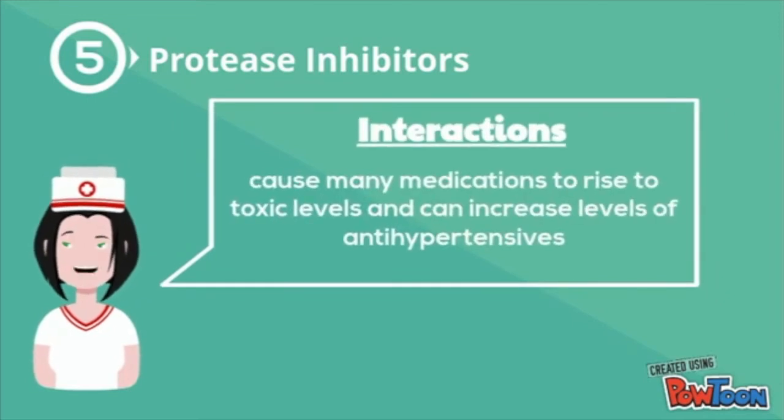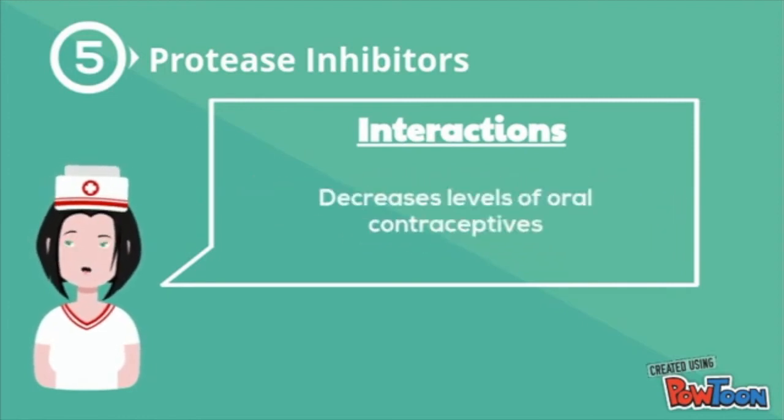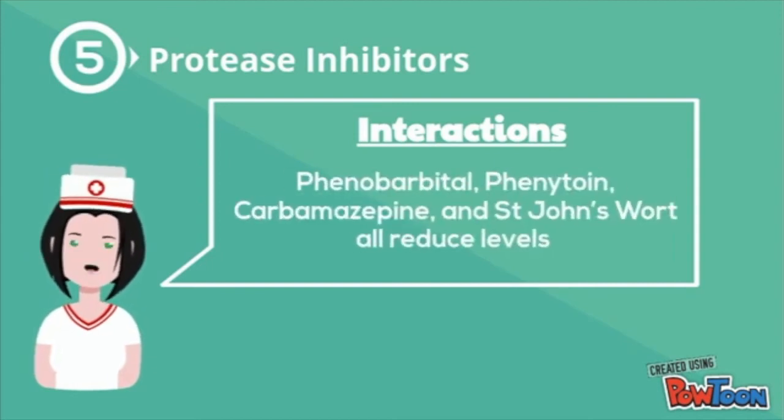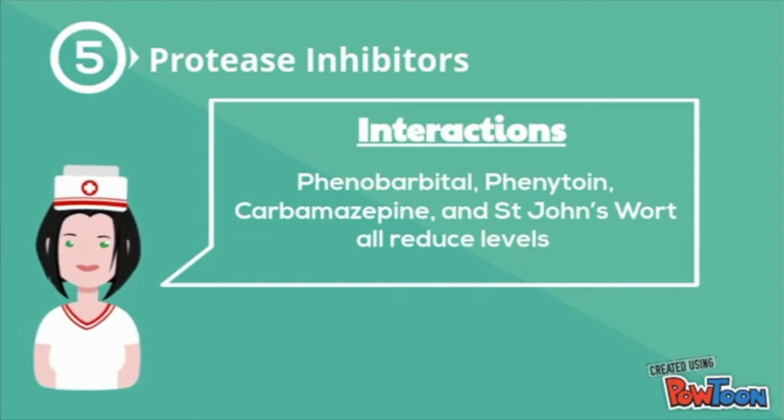Protease inhibitors cause many medications to rise to toxic levels and can increase the levels of some antihypertensives. They decrease the levels of oral contraceptives, while phenobarbital, phenytoin, carbamazepine, and St. John's wort all reduce levels.